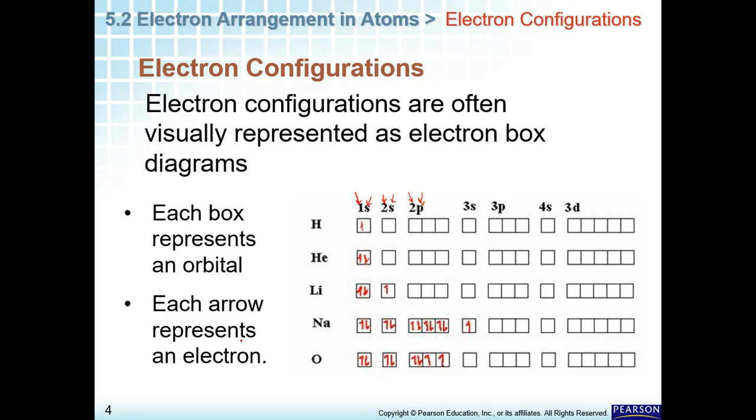Now each arrow represents an electron. Each box can hold a max of 2 electrons. Does that mean they are going to hold 2? No. They can have less than 2, but they can only have a max of 2. Notice that if you're an S, you have 2 electrons. For P, you can have a total of 6 because you have 3 boxes. 3 times 2 gives me 6. And D, you're going to find out, can have a total of 10 arrows in them.